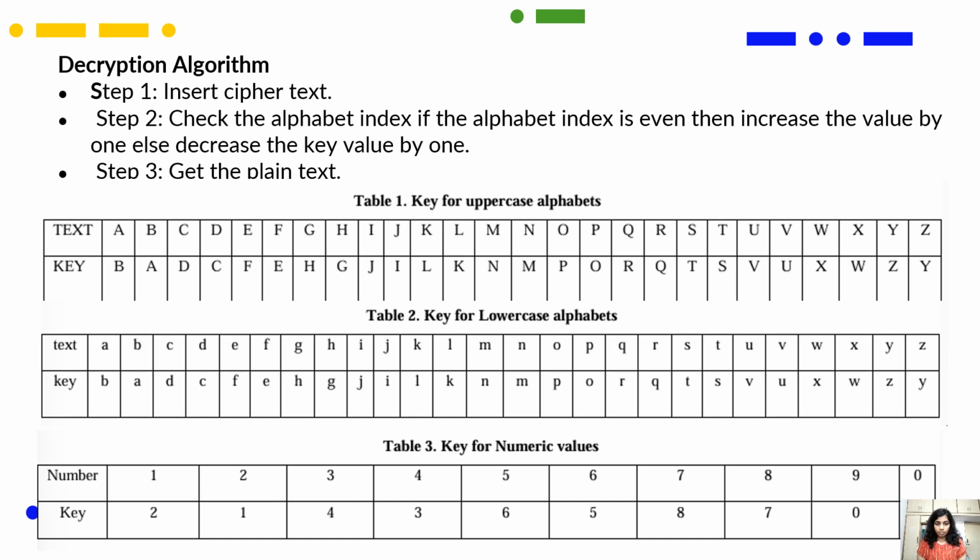So here are the three examples for the alphabets. When the input text is an alphabet, the key is also an alphabet, with capital letters and small letters handled separately. And then we also have an example for the numeric values. If the input text is a number or an integer, then we have the key also in that form only.